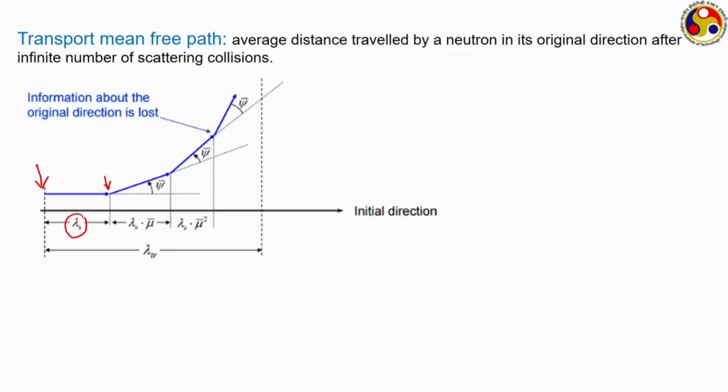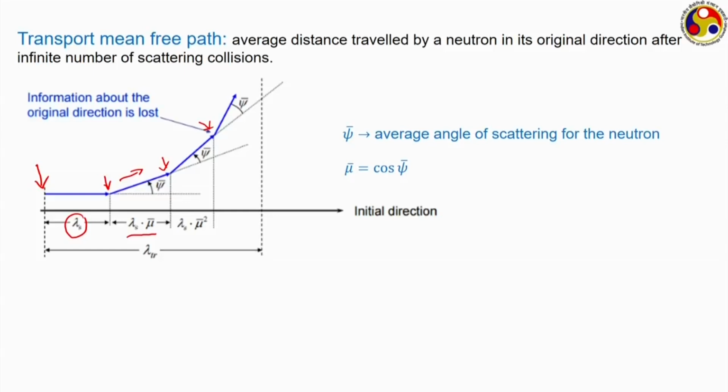Then, if this angle is psi, following this particular line it is likely to travel lambda_s amount of distance, and hence after it has travelled lambda_s into mu bar distance, it will encounter another scattering collision here, and this will keep on continuing. Here psi bar refers to the average angle of scattering for the neutron. Of course, different scatterings may lead to different angles of deflection, and psi bar is the average of that, and this mu bar is the cosine of that psi bar.